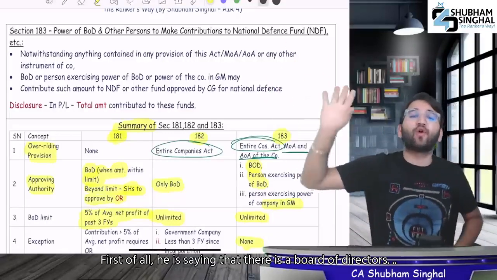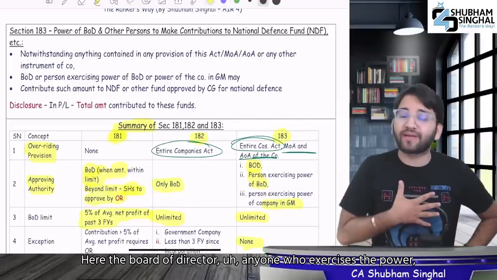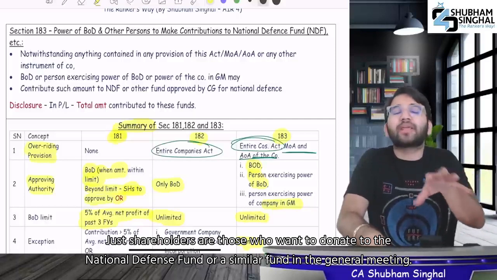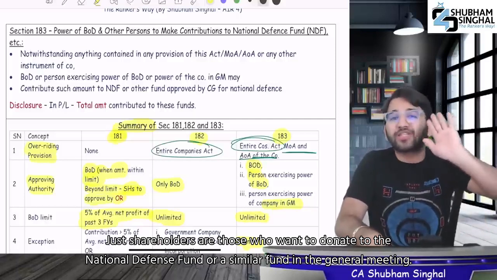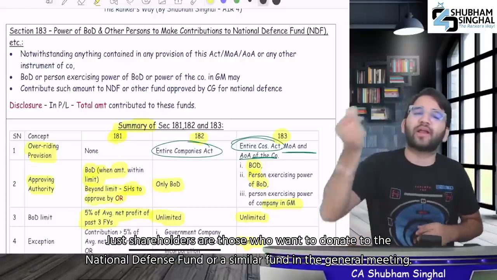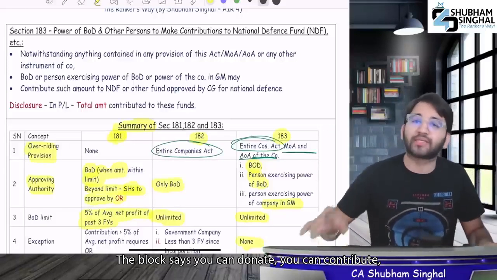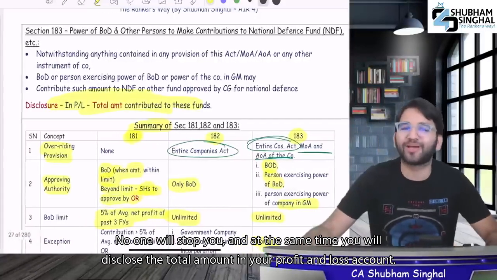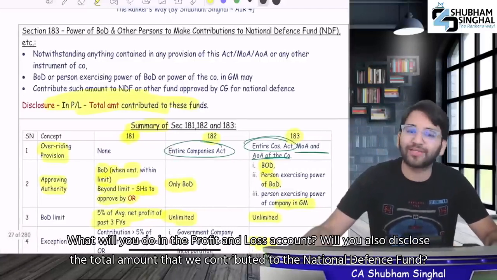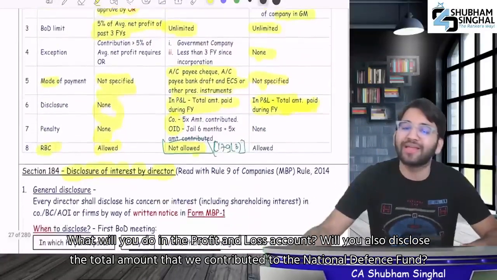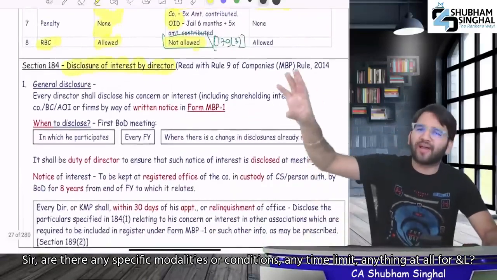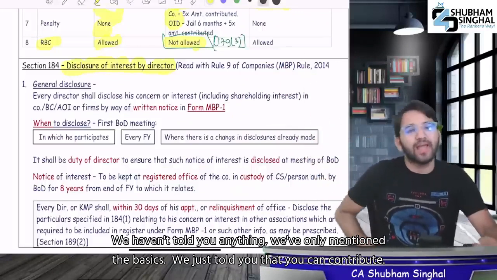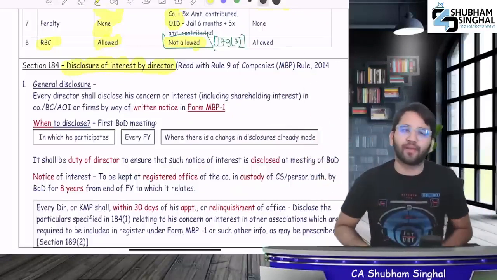First of all, it says that there is a board of directors. Board of directors or anyone who exercises the power, or shareholders, want to donate to the National Defence Fund or a similar fund in the general meeting. They want to donate. The law says you can donate, you can contribute. No one will stop you, and at the same time you will disclose the total amount in your P&L. What will you do in P&L account? You will disclose the total amount that we contributed to National Defence Fund. Are there any specific modes or conditions? We haven't told you anything. We've only mentioned basics. We just told you that you can contribute.